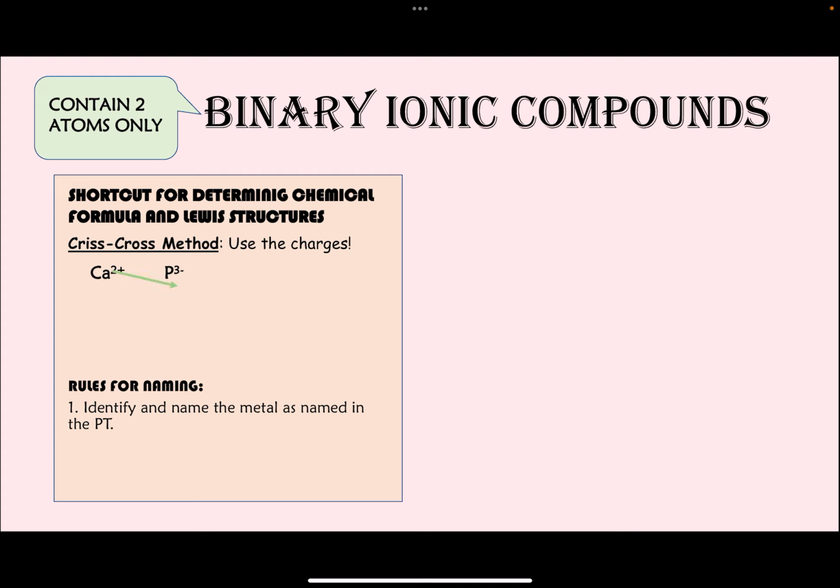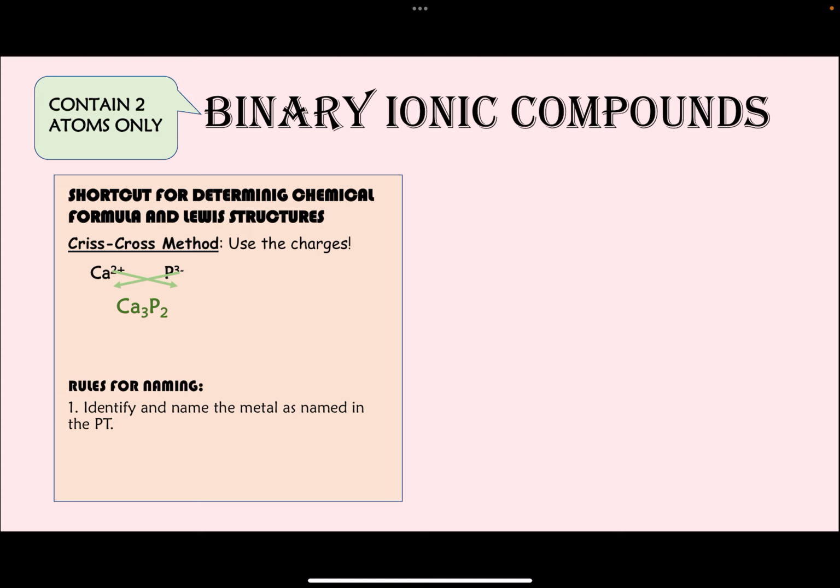So you're going to bring the 2 from the calcium down to phosphorus. And we're going to bring the 3 from the phosphorus down to calcium. So that is going to give us this chemical formula. So calcium is going to have a subscript of 3 because we are bringing that 3 from the top. And phosphorus is going to have a subscript of 2 because we are bringing the 2 from calcium.